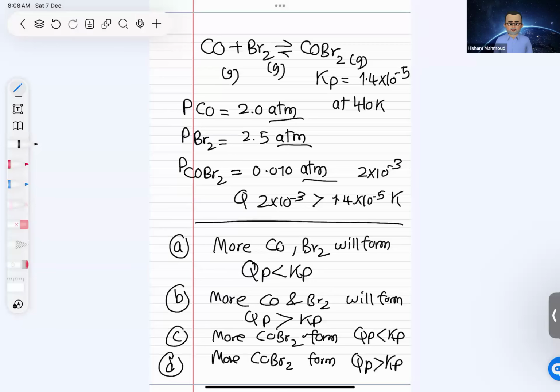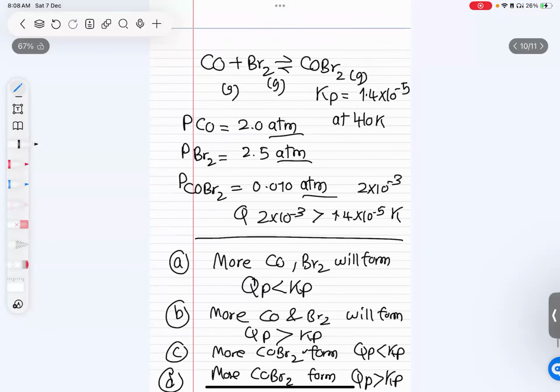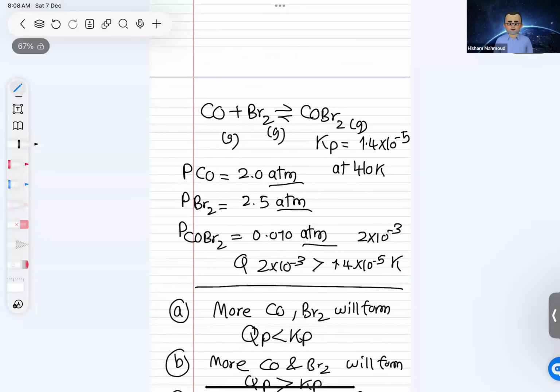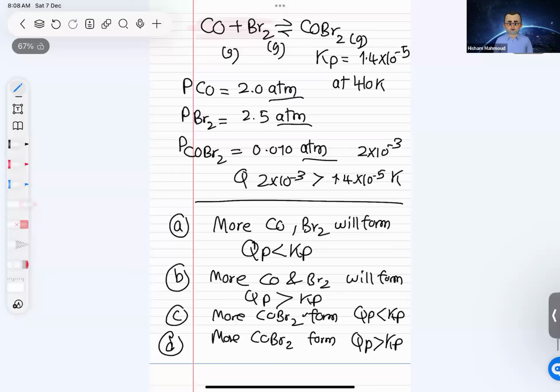So it will be moving more towards the forward or backward? How backward? What did we say? Yes, because Q is bigger. Bravo. So it's going backward more because Q is more than K. So the reaction will form more of the CO and Br2. And we said the QP is more than KP. So this is the second option.